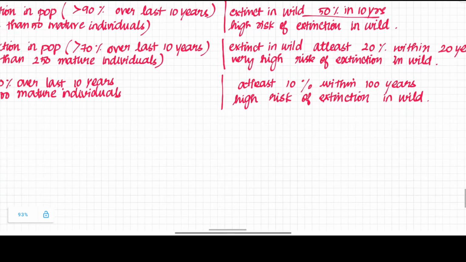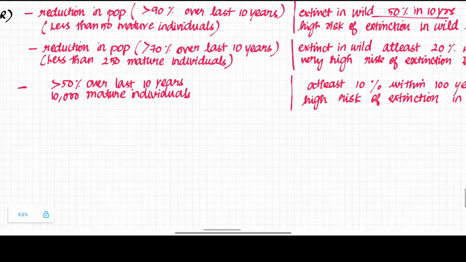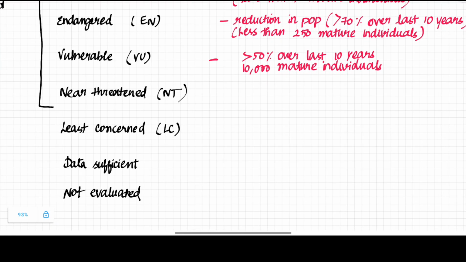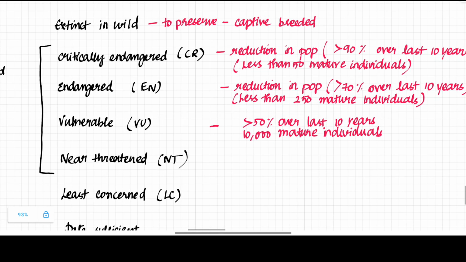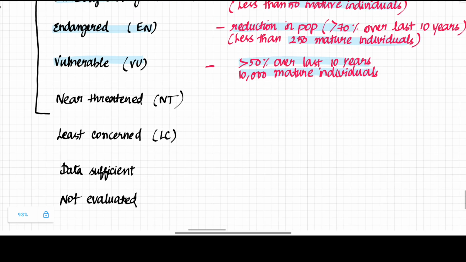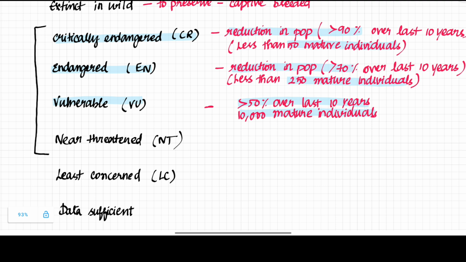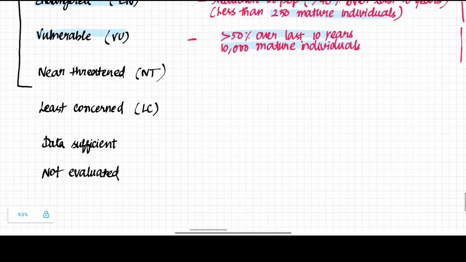Now we are seeing what the IUCN risk considers. We just need to know about the critically endangered and vulnerable. For critically endangered, more than 90% of the population is lost, and 70%, 50% all belong to a 10-year period. Then 50 mature individuals, 250 mature individuals, 10,000 mature individuals. Endangered, and then we have the vulnerable, near threatened, least concern, data deficient and not evaluated.